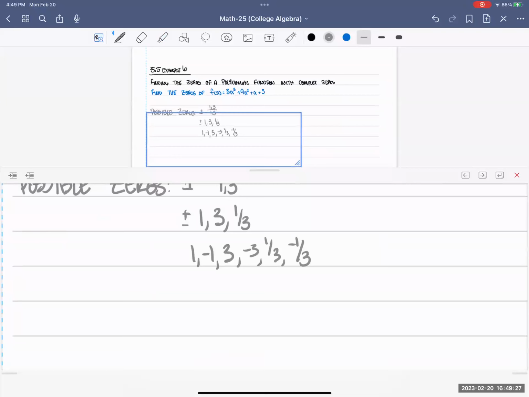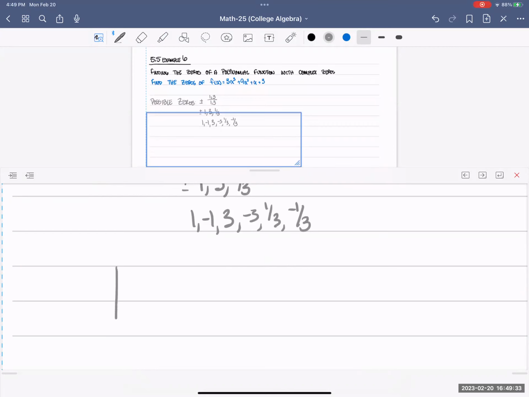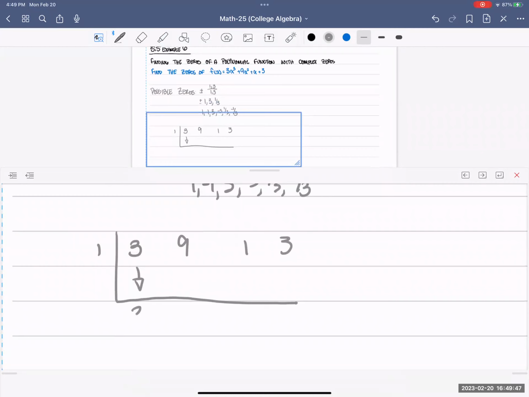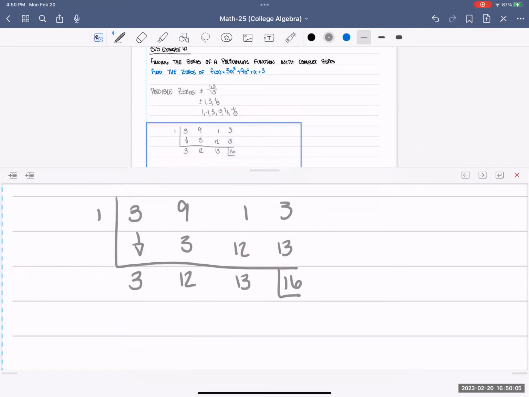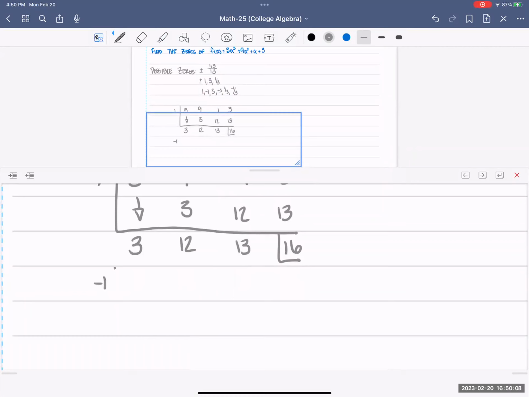So of course, we're going to try the easy ones first. And we do have a representative for each of the terms, so we could jump into our synthetic division. Let's start off with the easy one, 1. We have 3, 9, 1, 3. Bring the 3 down. 1 times 3 is 3, plus 9 is 12. 1 times 12 is 12, plus 1 is 13. 1 times 13 is 13, plus 3 is 16. So not a 0. Let's try the next number, -1.